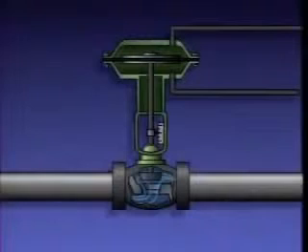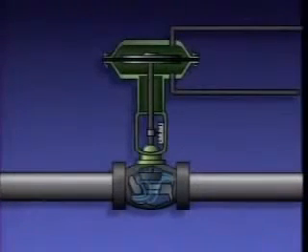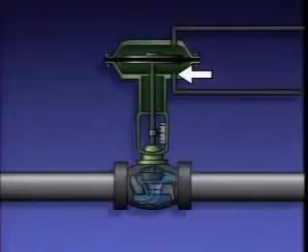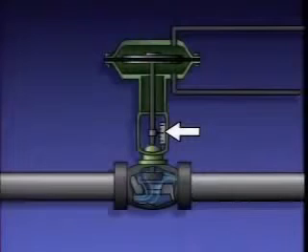A double-acting diaphragm actuator is called double-acting because air pressure acts on both sides of a flexible diaphragm to position a valve. A double-acting diaphragm actuator consists of a casing, a flexible diaphragm, an upper air supply port, a lower air supply port, a stem, and a valve position indicator, which shows the position of the valve.